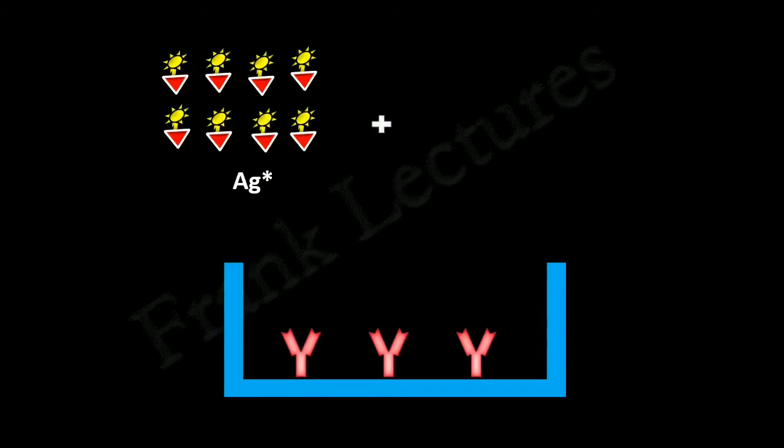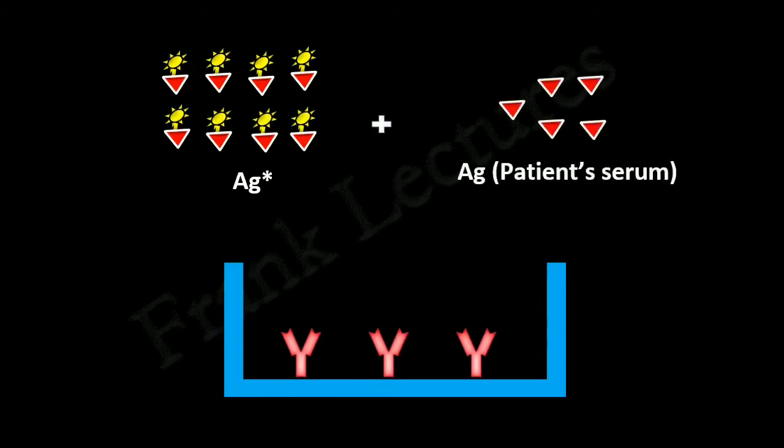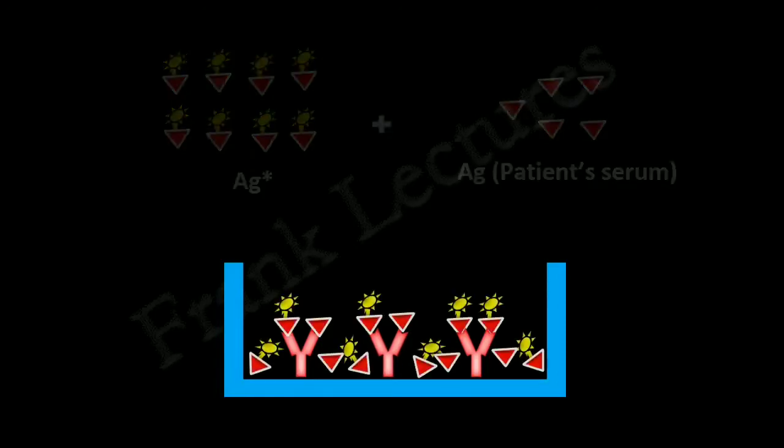And along with this, we will add suspension of patient's serum. The antigens present in the patient's serum will compete with radio-labeled antigens for antigen binding sites in the well. Well is rinsed to remove unbound antigens, and radioactivity is measured.